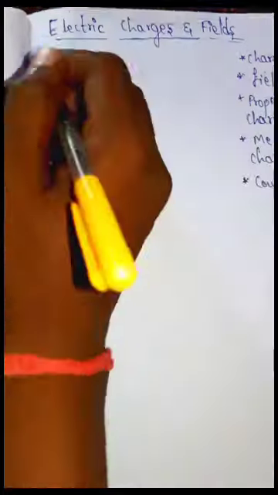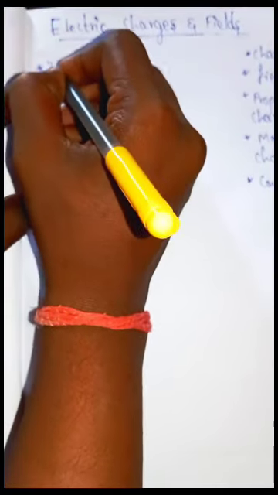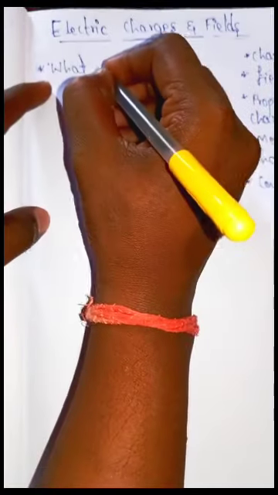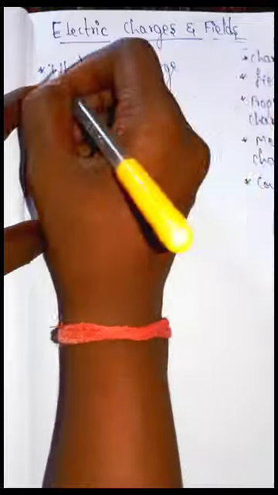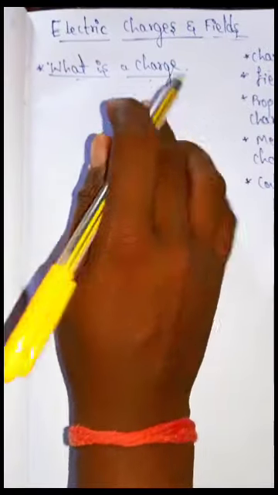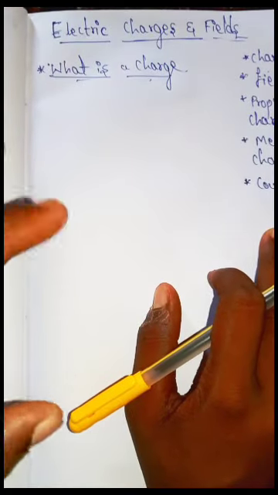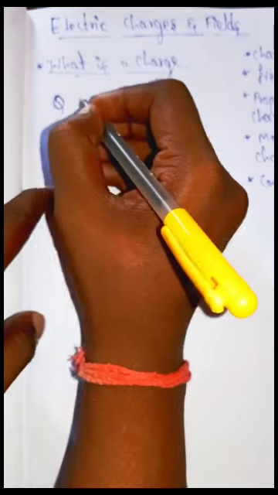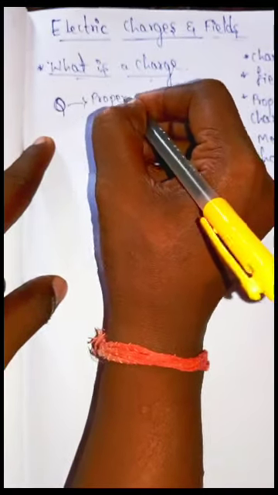So first we learn about what is charge. What is a charge? Basically, a charge is a property of any matter. It is a property. Generally it is represented as Q. It is a property of matter.